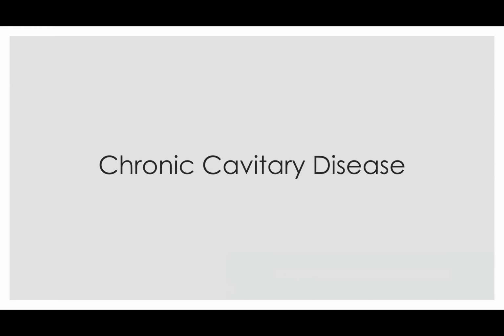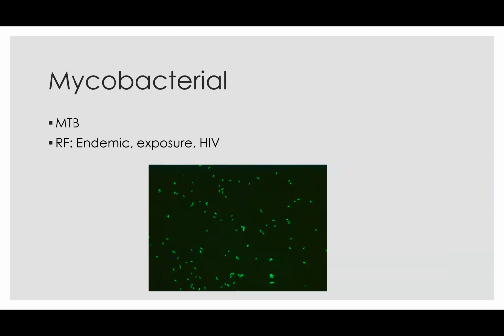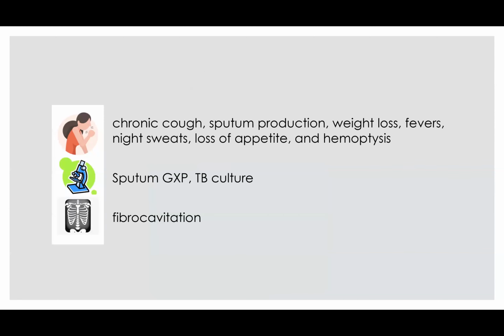Okay, so we're moving on to chronic cavitary disease now. And the first one we'll just talk about is mycobacterial infection. So we know it's the most important, high prevalence in our country, but usually caused by Mycobacterium tuberculosis, and risk factors would include endemicity, exposure, and retroviral disease. Patients would present with the classic chronic cough with sputum production, weight loss, fevers, night sweats, loss of appetite, hemoptysis, etc. And pulmonary TB can obviously be diagnosed on sputum for AFB, PCR gene expert, or TB culture.